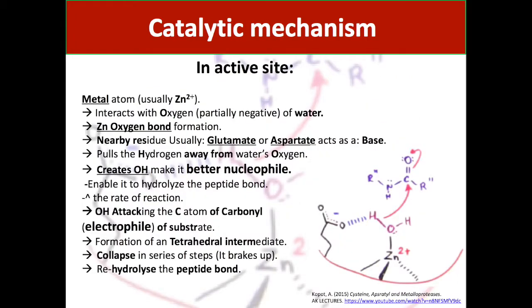And now let's explain its catalytic mechanism. In the active site, there is a metal atom, usually a zinc 2+ cation, that interacts with water's oxygen, which is partially negative, which creates a zinc-oxygen bond formation, while a nearby residue, usually glutamate or aspartate, acts as a base that pulls the hydrogen away from water's oxygen. That leads to the creation of a hydroxide that is a better nucleophile. This way it is enabled to hydrolyze the peptide bond, increasing the rate of reaction.